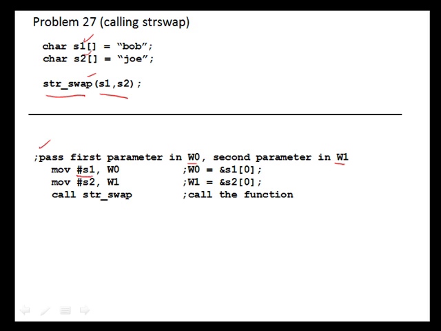So we're going to move the address of S1 to W0, the address of S2 to W1. At this point, our registers contain the correct parameters, so now we can simply call the function.